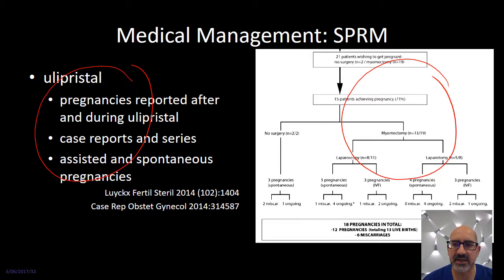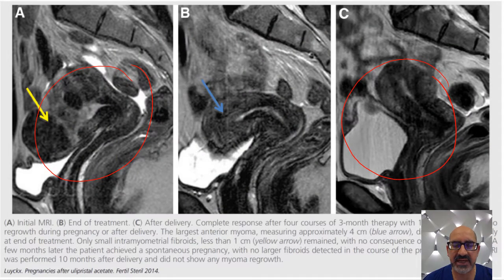And this is a flow diagram of these, showing that of the 21 patients wishing to fall pregnant, 15 achieved the pregnancy, but only 2 of these were without surgery. And this is one of the patients who achieved a pregnancy without surgery.